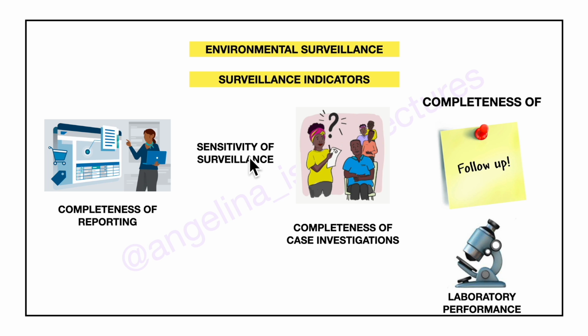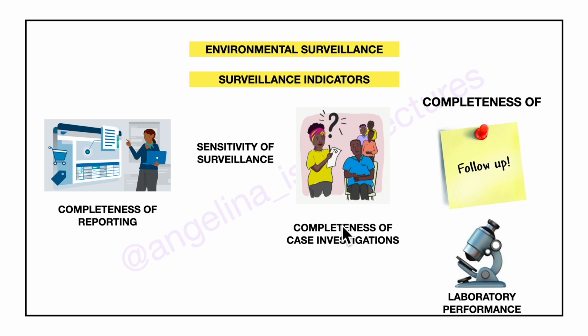Second is sensitivity of surveillance. At least 1 case of non-polio acute flaccid paralysis should be detected annually per 1 lakh population aged less than 15 years. That is, at least 1 case of acute flaccid paralysis should be detected in a year for every 1 lakh population that is under 15 years of age. That is what is meant by the sentence. So that is sensitivity of surveillance.